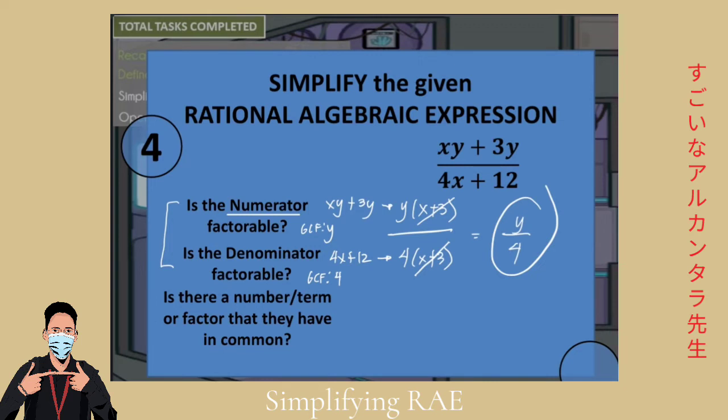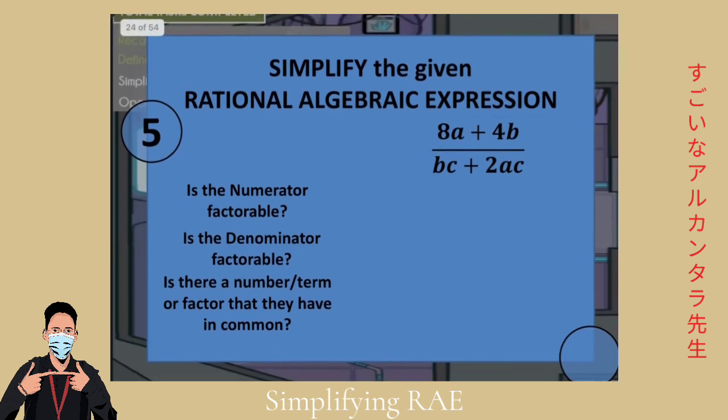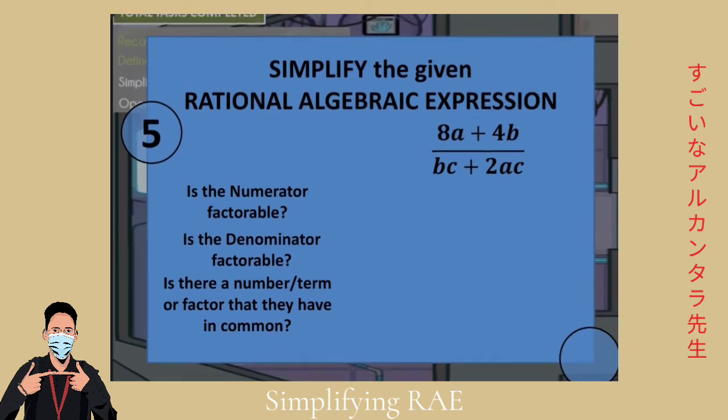To continue, let's have another one. Now this is 8a plus 4b. So let's write our numerator right here. And the GCF for this given is 4. So factoring out the 4, we will get 8a divided by 4, that will give you 2a. 4b divided by 4, that will give you b.